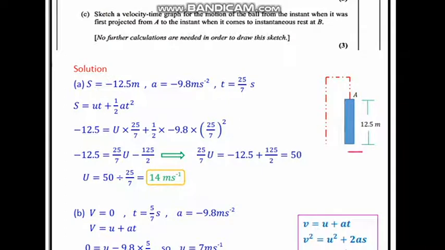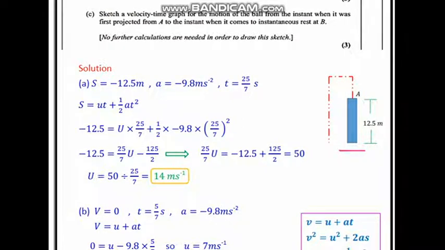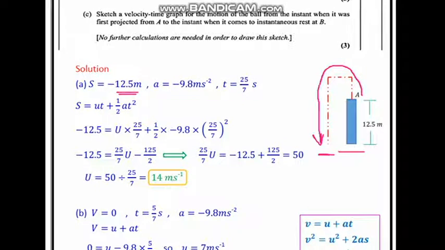We can draw the problem. The body is 12.5 above the ground, so projected from point A, it comes up, then after a while it comes back downward, as you know. So the distance will be negative 12.5. The acceleration: the body is projected upward, so the a will be negative. Time is given, 25/7, in the problem.